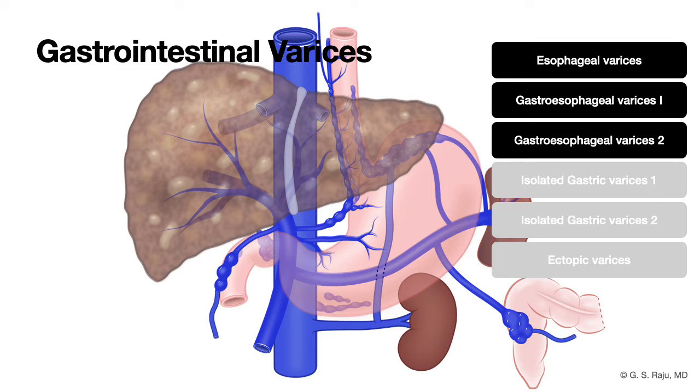Gastroesophageal varices 2, or GOV2. These are varices that start in the esophagus and extend along the greater curve into the fundus of the stomach. Depending upon how big they are, they may need either banding or some form of glue injection.